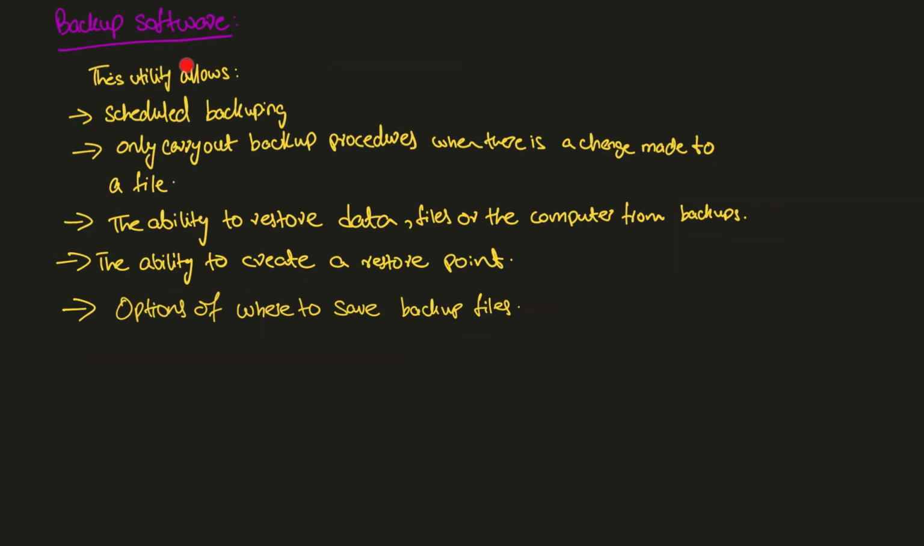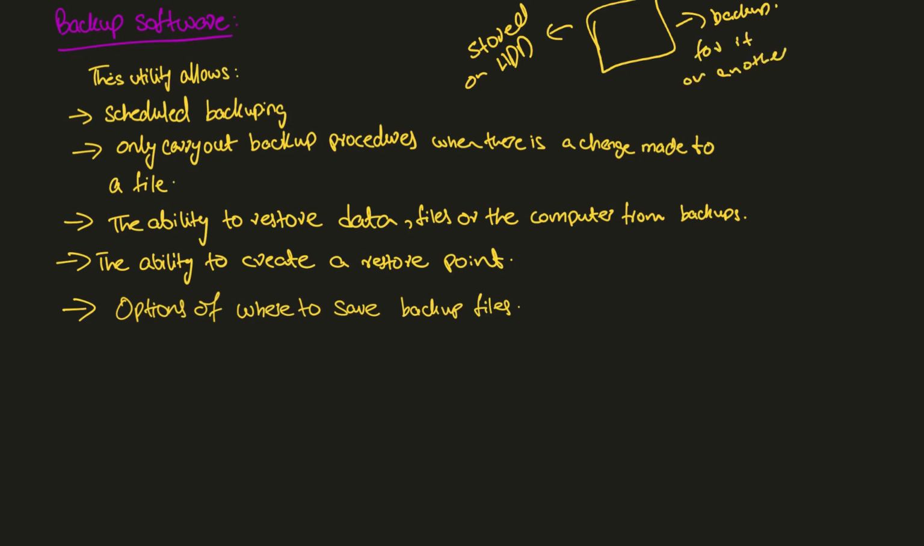Now we move on to backup software. This utility allows for scheduling backups, right? So if you have a file that is stored on your hard drive, on the HDD, and you already have a backup for it on another drive, now we'll read the second point. What does it say? Only carry out a backup procedure when there is a change made to a file.